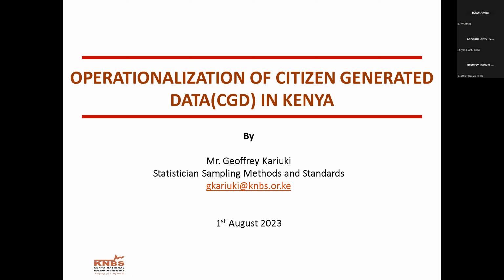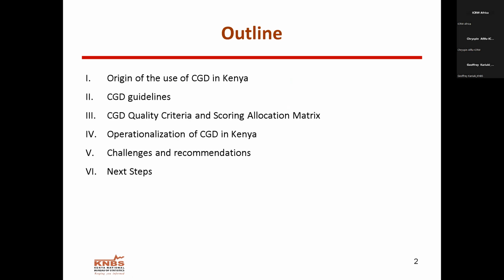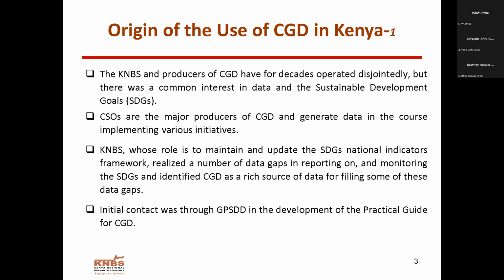So we have gone ahead to try and operationalize the use of CGD in Kenya. My presentation is in 6 parts, though I'll try to take the 25 minutes I've been given. I'll present on the use of CGD in Kenya, the CGD guidelines, what we call the CGD quality criteria that Carol talked about, and the score allocation matrix, the operationalization of CGD, the challenges, the recommendation, and the next steps that we are taking in the use of CGD in Kenya.